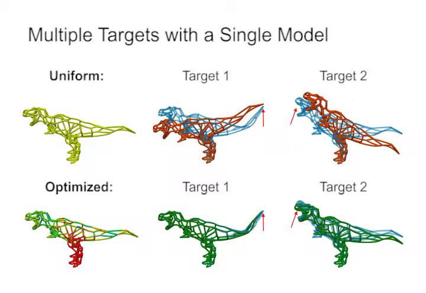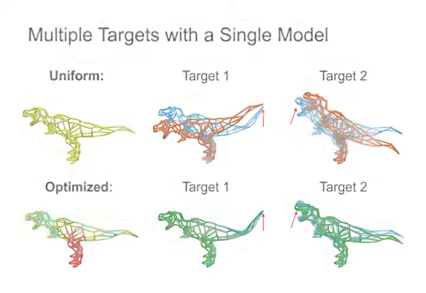Next, we demonstrate how our framework can optimize a single model to accommodate different target deformations. Here we have a T-Rex model that is required to keep its head in the same position when its tail is lifted. However, when its head is lifted, the tail should stay in the same position. After optimization, the model is able to achieve these deformations.